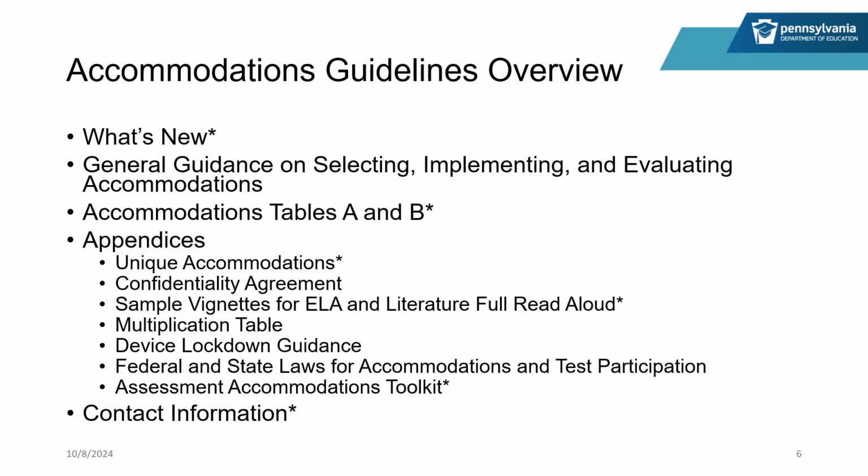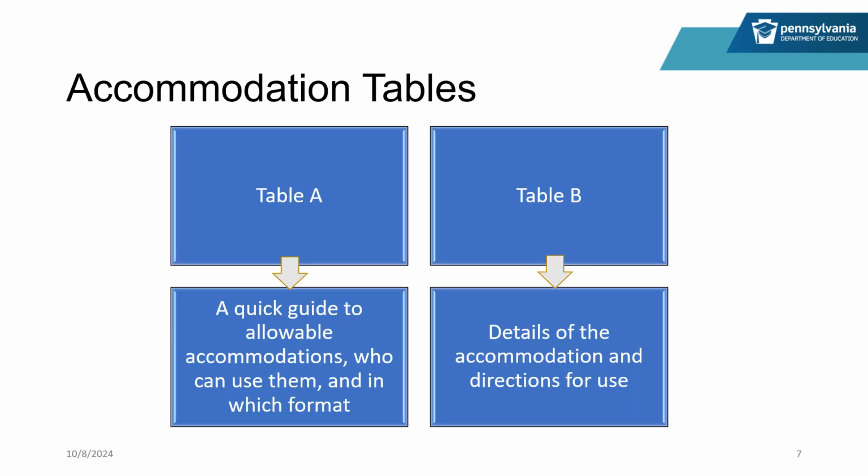What's included in the accommodation guidelines? The guidelines include a highlight of what's new, some general guidance about selecting, implementing, and evaluating accommodations, Tables A and B, which give details about the implementation of all available accommodations, and a number of appendices that include additional resources. Starred items will be addressed in further detail in this webinar. Let's review the overall setup of the accommodations tables and some basic information on how to navigate them.